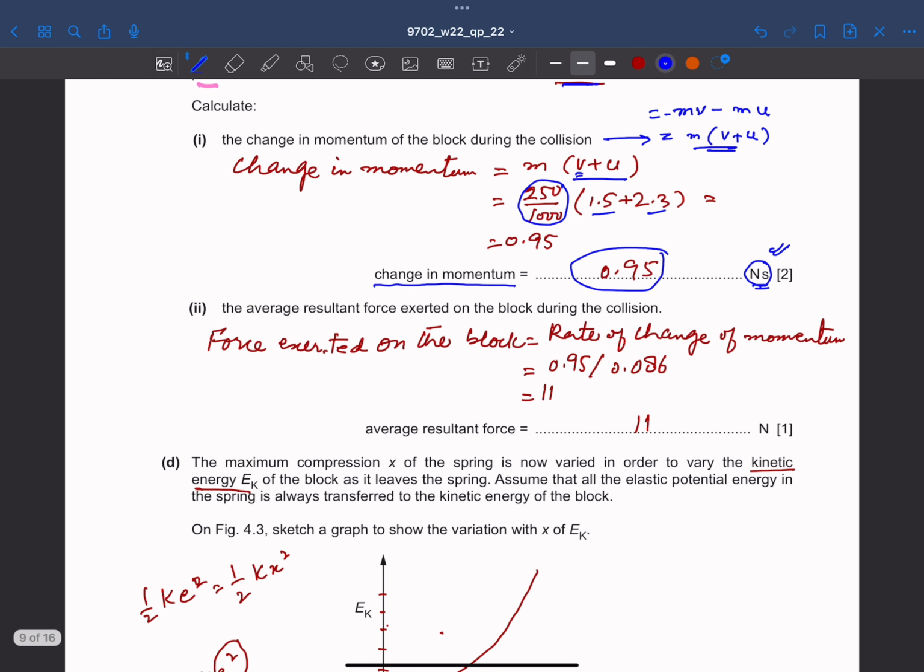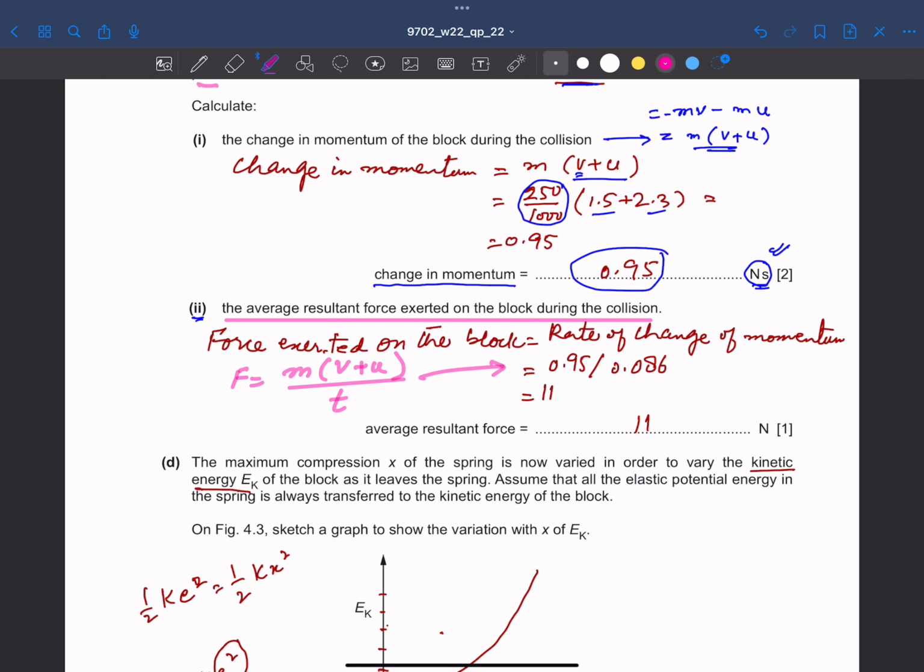Now what they are asking in part 2 is the average resultant force exerted on the block during the collision. So simply you have to recall that the force exerted on the block is nothing but the rate of change of momentum. So F is equal to (mv - mu), the change in momentum, divided by time.